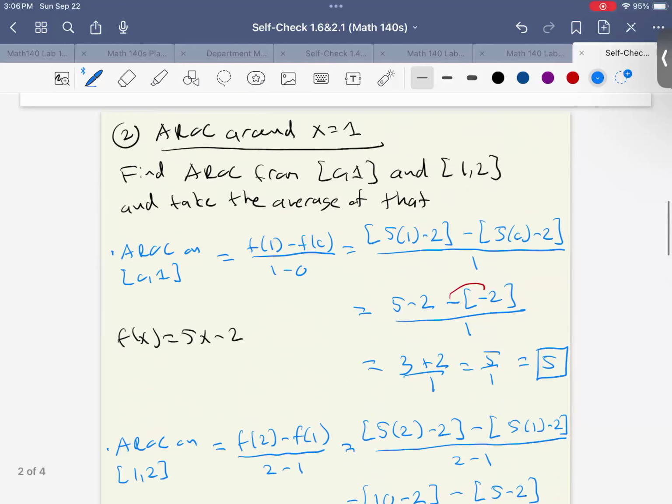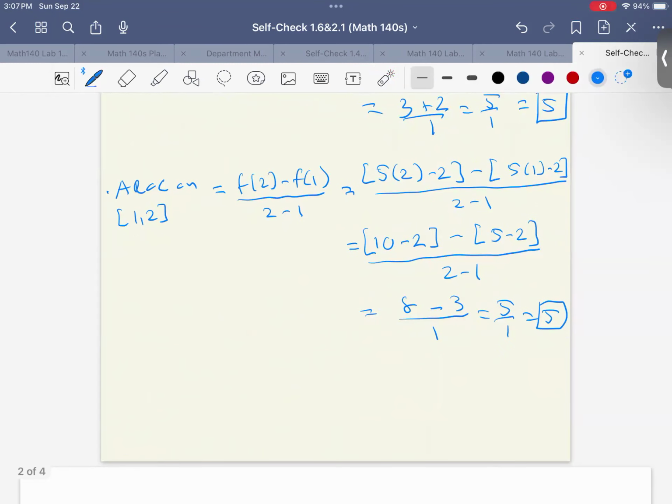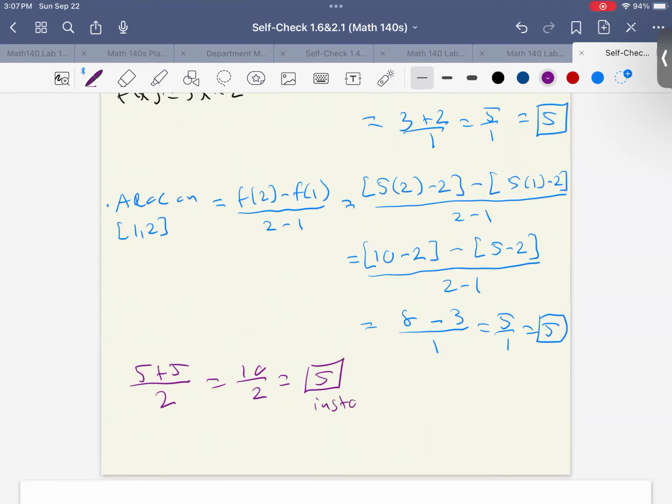And now the last step to do for that is take the average of them. All right, so finding the average, you just take your 5 and your 5 and average that out, so you divide by 2 since there are 2 of them. So that's 10 over 2, which is just 5. So that's the instantaneous rate of change of f of x equals 5x minus 2 at x equals 1.